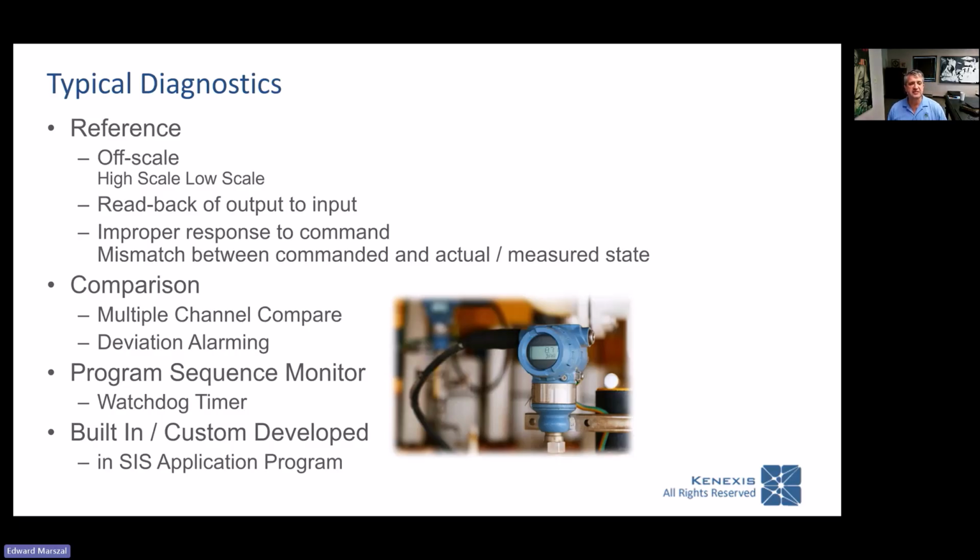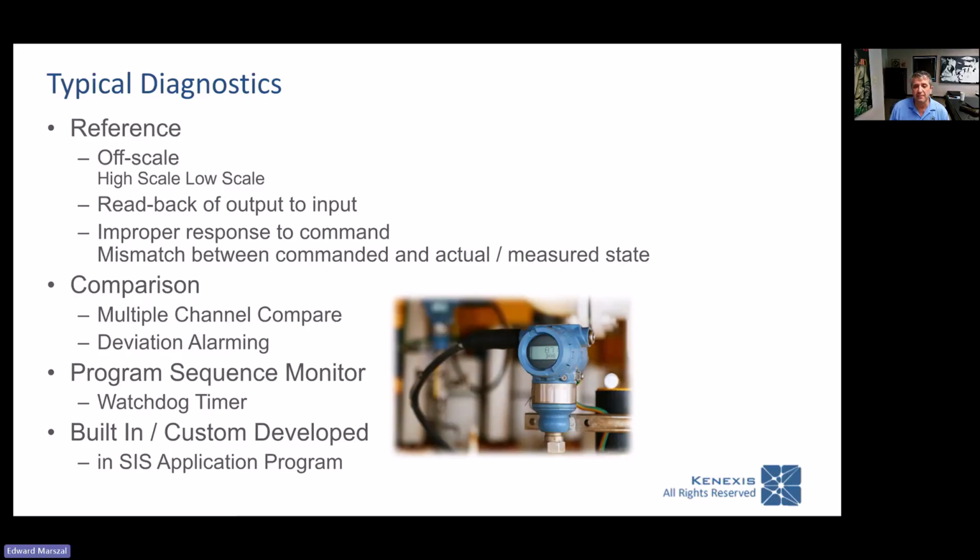So what do these tests look like? Well, there are reference diagnostics. So I know that my milliamp signal should be between 4 milliamps and 20 milliamps. And if I'm off scale low or off scale high, that means that the device is in the failed state. You might take your output signal, feed it back to an input, and make sure that the signal you're getting out is what you actually expect. That's a way that you would confirm the operation of a D to A, digital to analog converter.